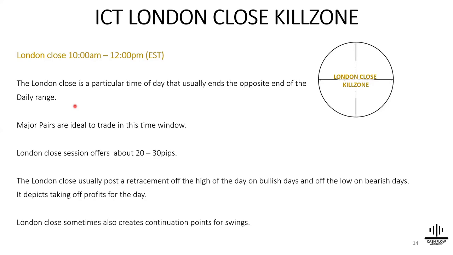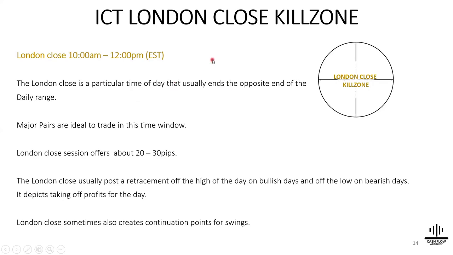So just like the previous Killzone, that is the New York Killzone. Here again, we are seeing that the major pairs are ideal to trade in this time window. And the London close session offers about 20 to 30 pips. The London close usually posts a retracement of the high of the day on bullish days and of the low on bearish days. It depicts taking of profits for the day. London close sometimes also creates continuation points for swings. So we can see a whole lot of characteristics for the London close Killzone.